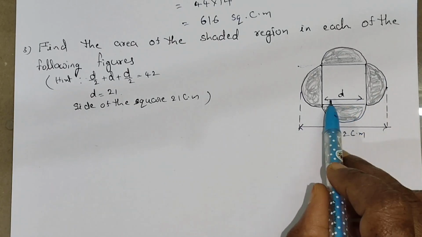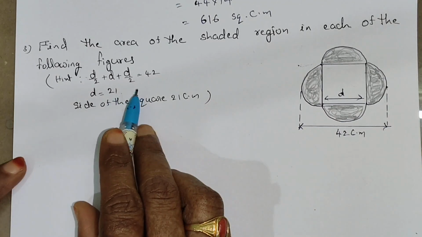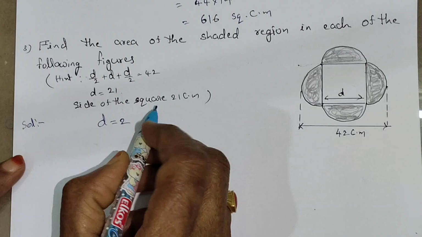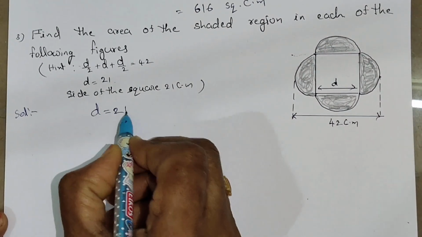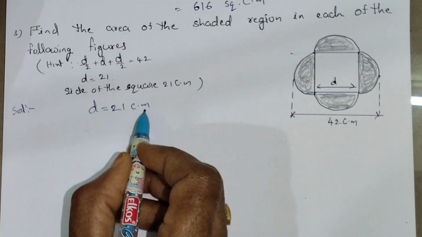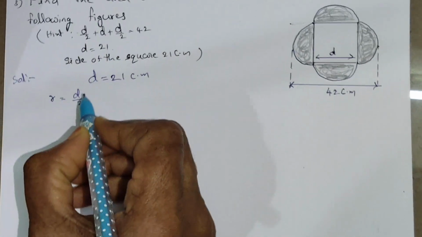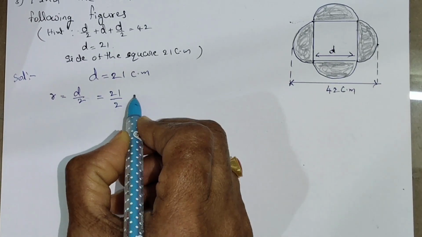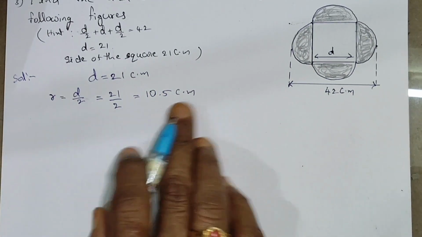So now we know the diameter. This d is the diameter. Already d is equal to 21 centimeters. Now we find the radius. Here in this circle the diameter is 21 centimeters. Radius r equal to d by 2, which is equal to 21 by 2. That equals 10.5 centimeters is the unit. r equal to 10.5 centimeters.